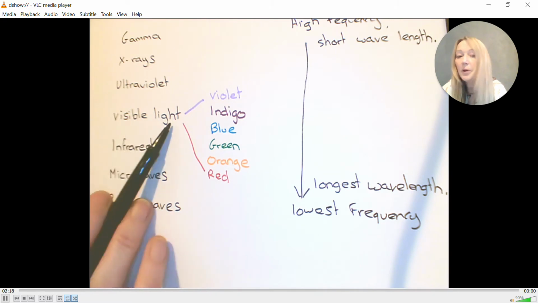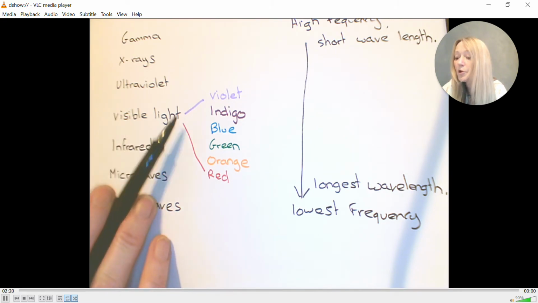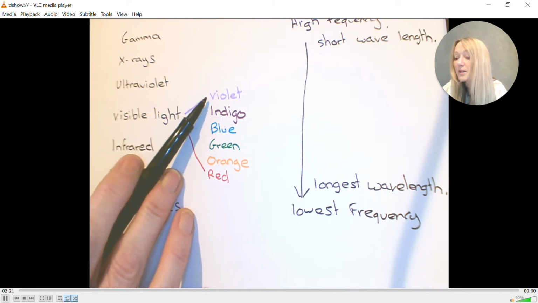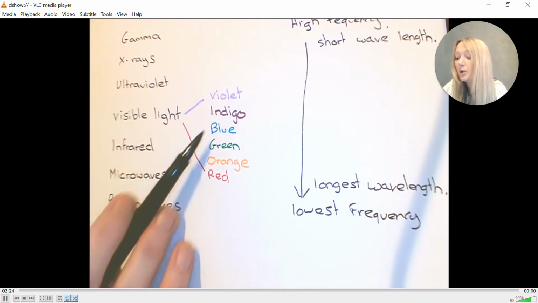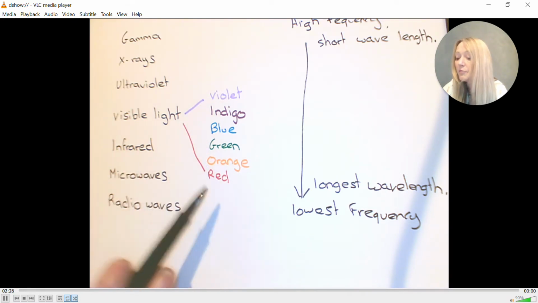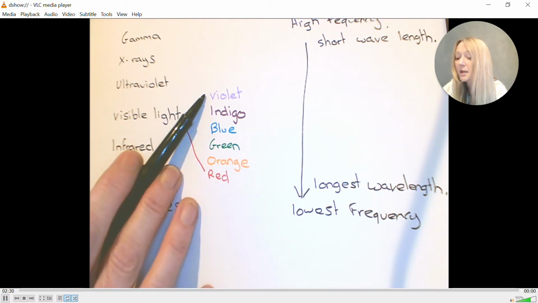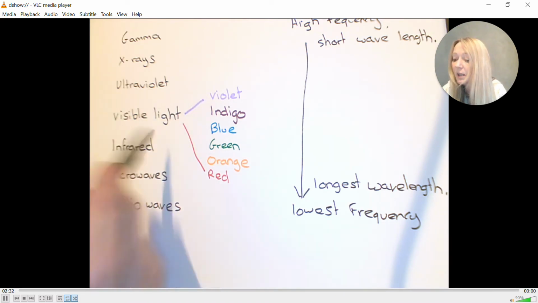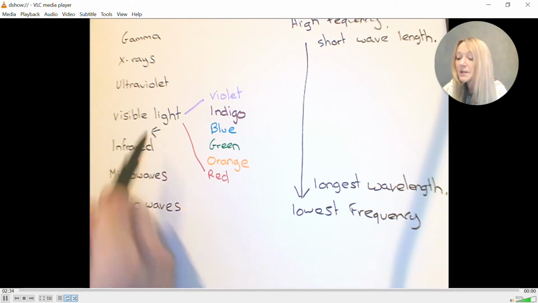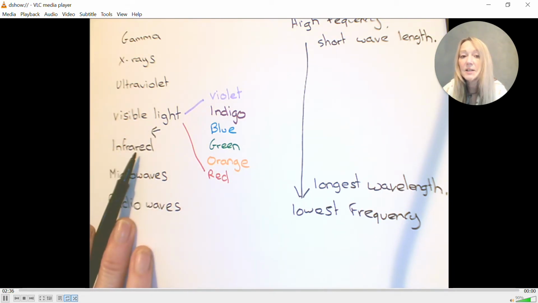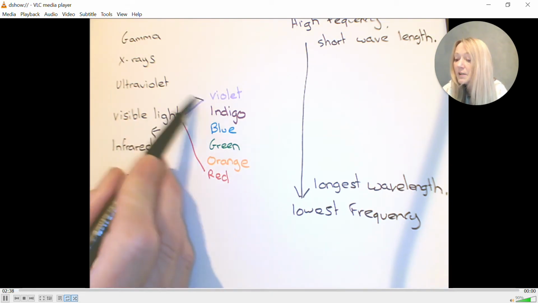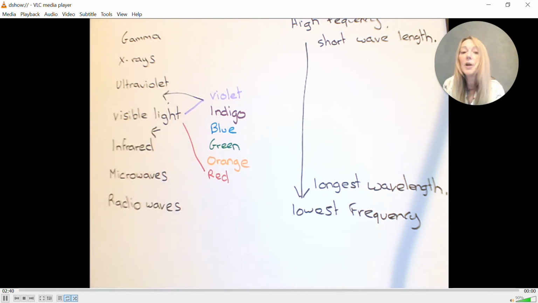So the visible light, if we're looking from the shortest wavelength, is violet, indigo, blue, green, orange and red. So red has a longer wavelength than violet light, and it comes just in here, so we can see that the red is next to the infrared and the violet is next to the ultraviolet.